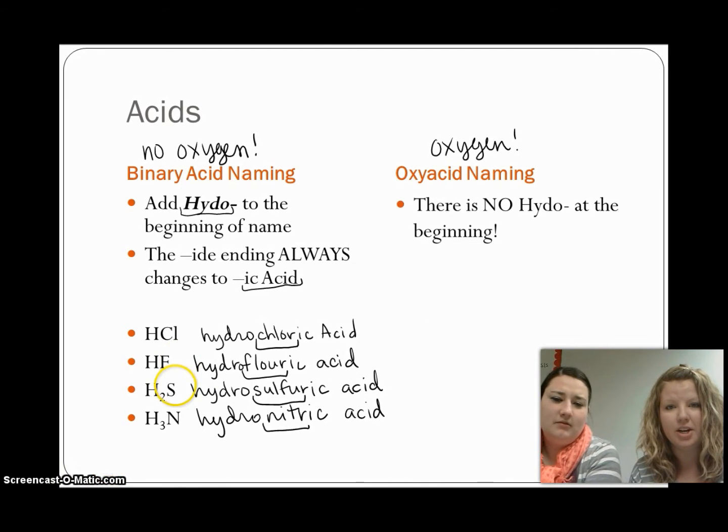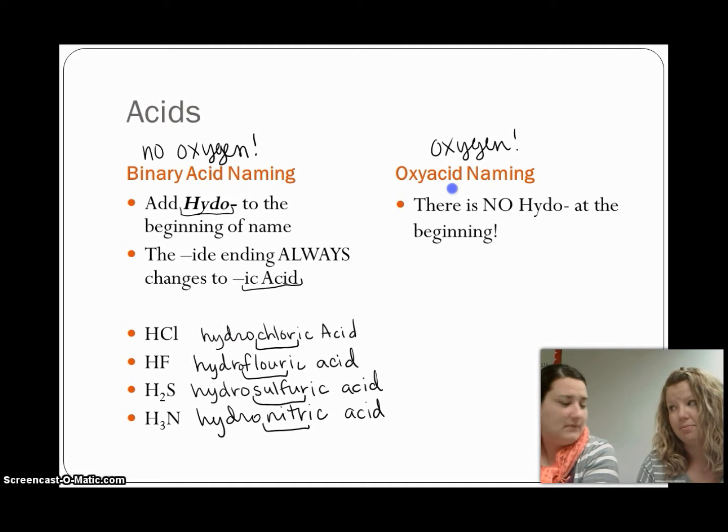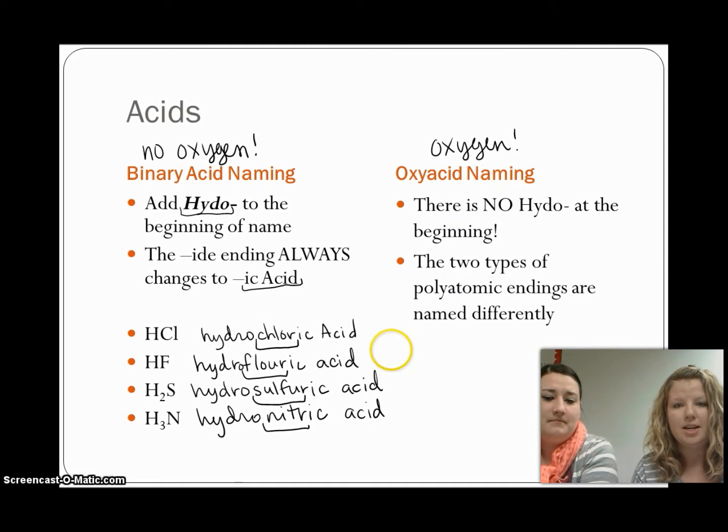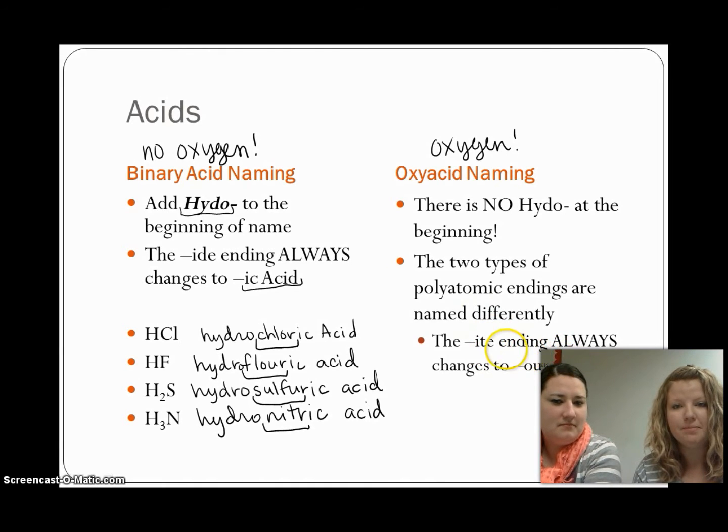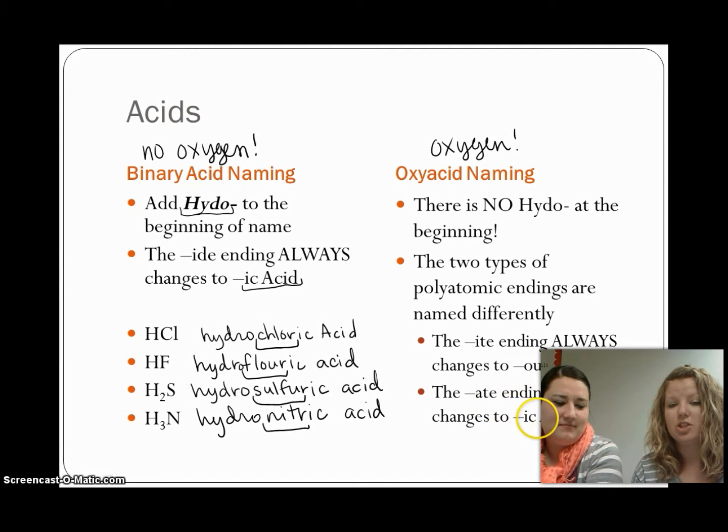So our first rule here is that there's no hydro. This is the basic way that we're able to tell if it is an oxyacid or a binary acid from its name. If it's hydro, you know it's binary. If there's no hydro, you know it's an oxyacid, if we're looking at the name. The two types of polyatomic endings are ate and ite, which we have learned already. If it's an ITE ending, it's always going to be changed to ous. And if it is an ATE ending, it's going to be changed to ic.